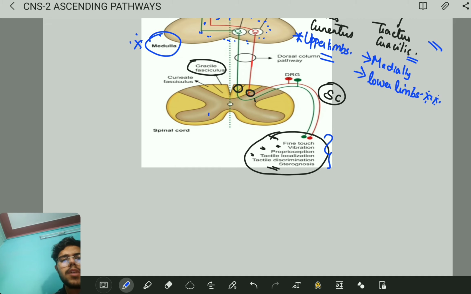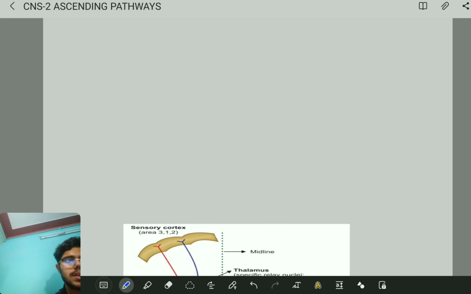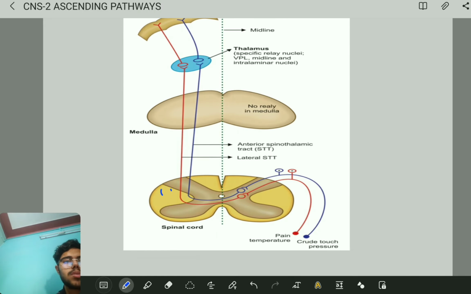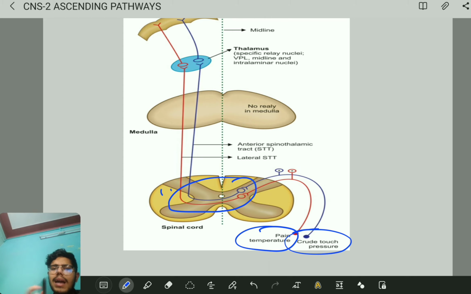Next, we'll be moving on with the anterolateral pathway. Very simple. See, anterolateral pathway, look at the receptors. That is pain, temperature and crude touch pressure. Right? But very important, where is the crossover occurring? The crossover occurs at the spinal cord. That's it. Right? So since the crossover occurs at the spinal cord, it is called as contralateral.